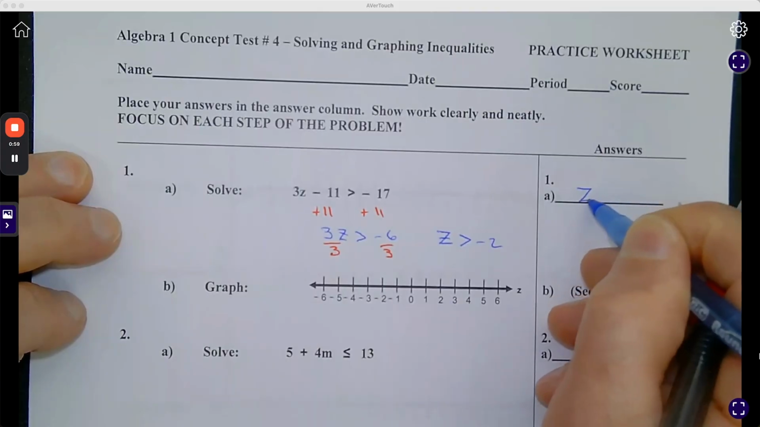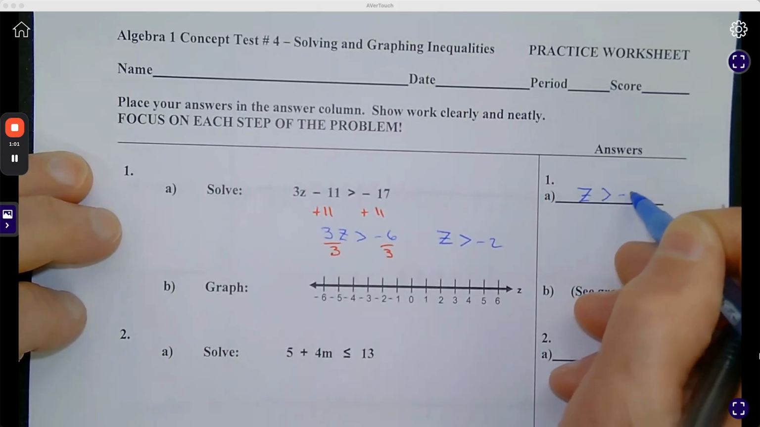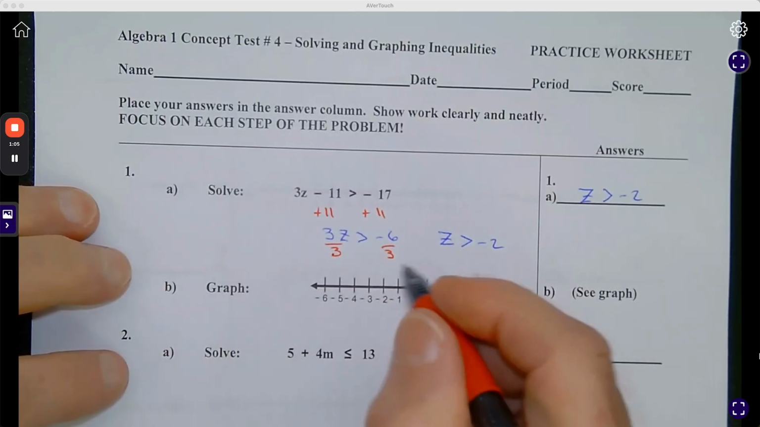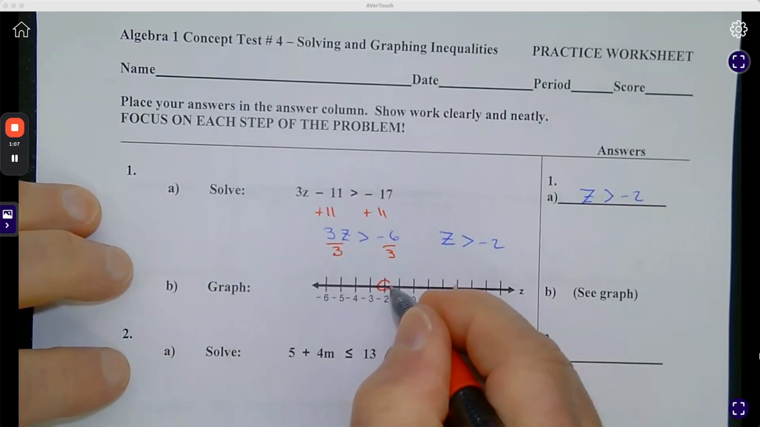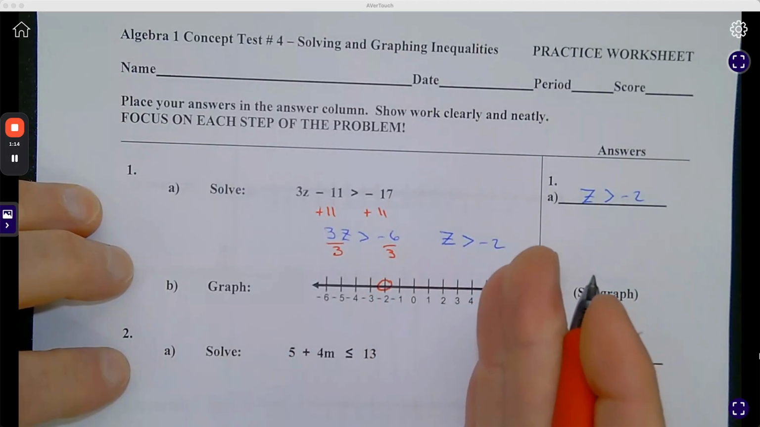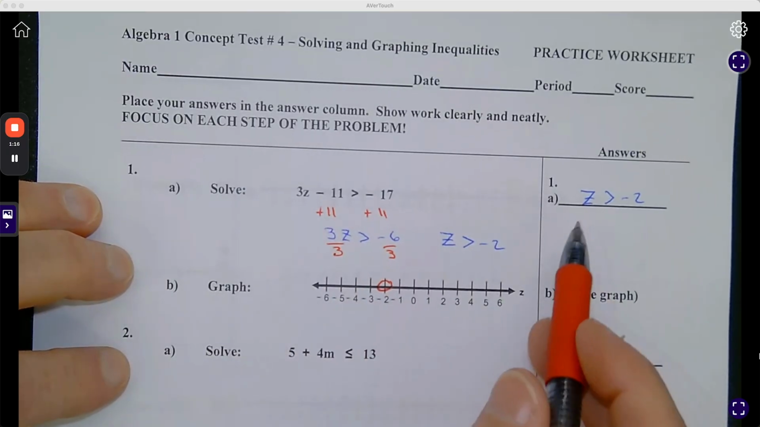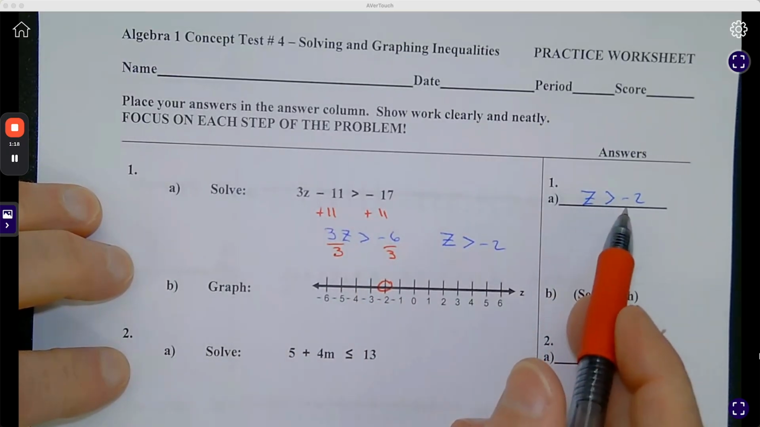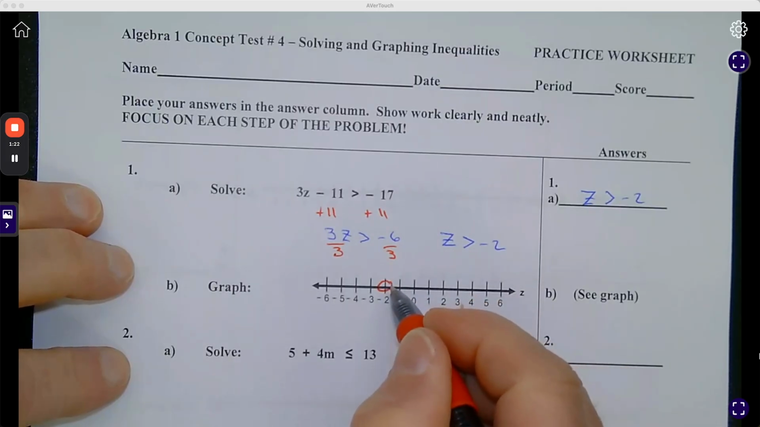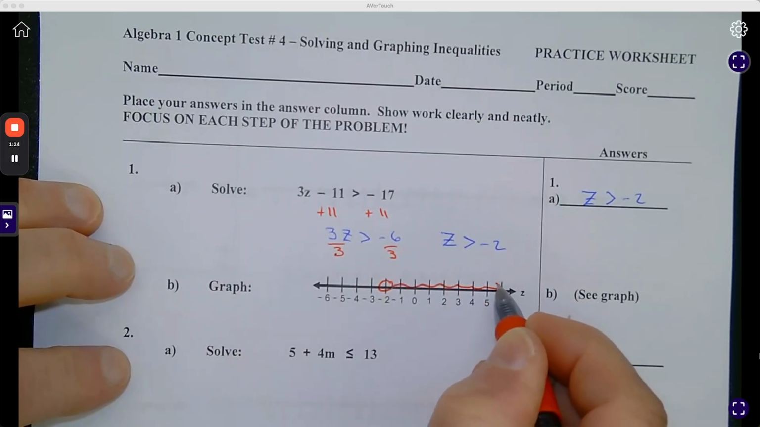So that's the solution. z can be any number as long as it's greater than negative 2. So negative 2 is the endpoint, and I put a circle there to show that that's the endpoint. That's what separates the solutions from the non-solutions. Notice z is any number greater than negative 2, so I'm going to graph those.